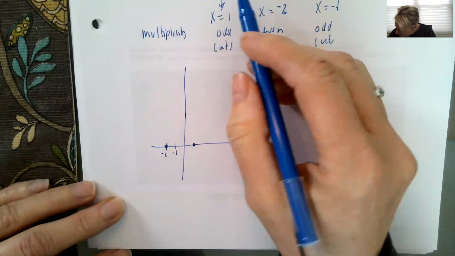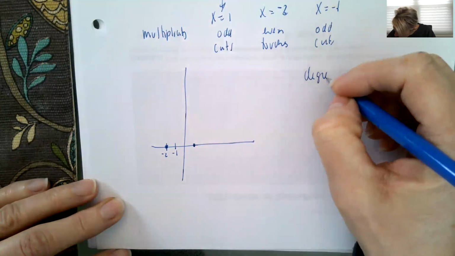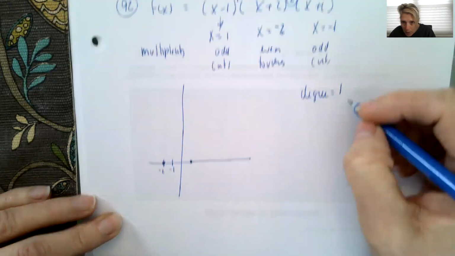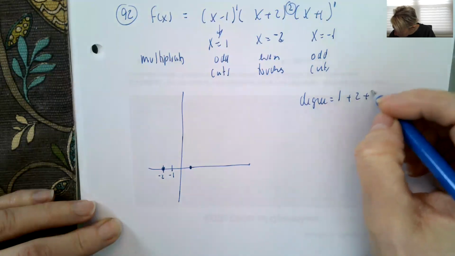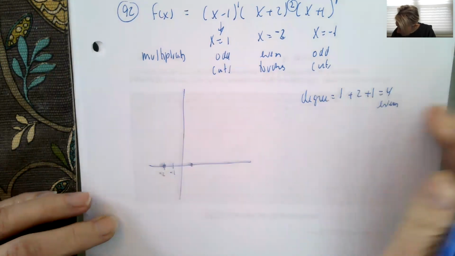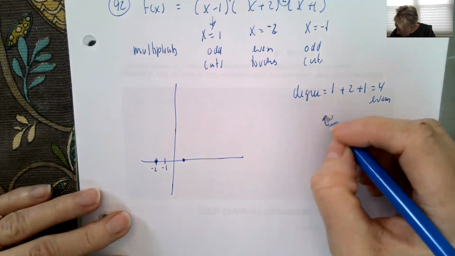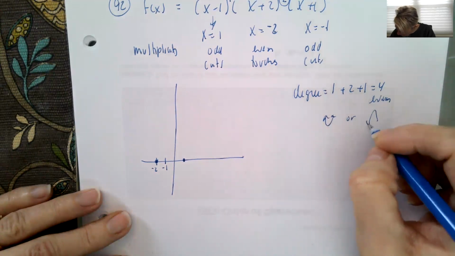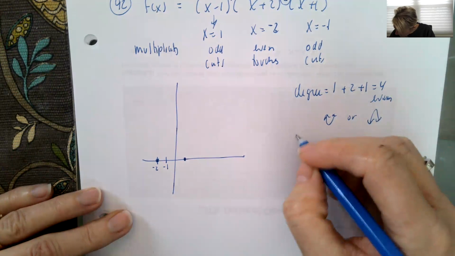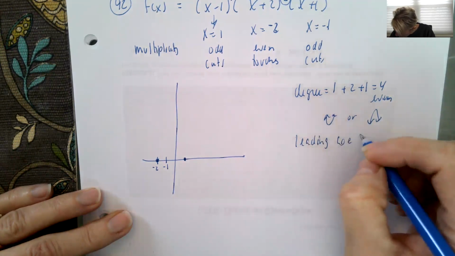And the degree is the exponent of 1 plus 2 plus 1. So it's 4. So it's even. So it's either going to be both up or both down, right? It's this or it's going to be this. And the leading coefficient.